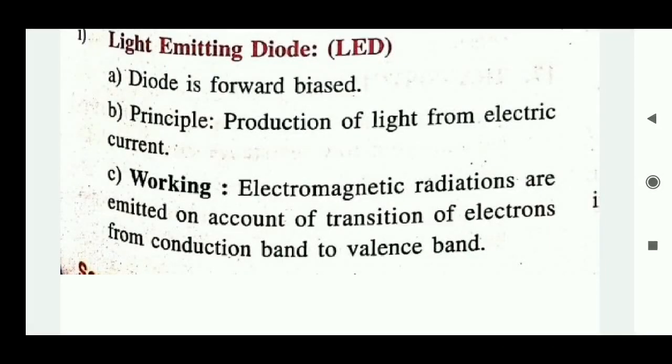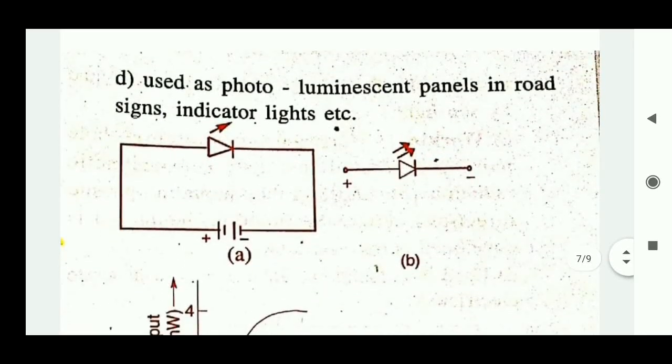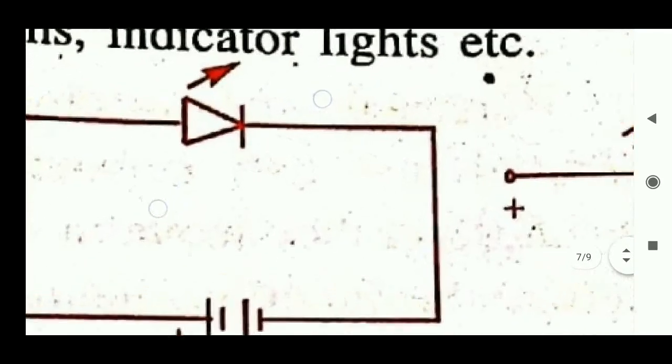Now we'll see about LED, light emitting diode. It is just like a normal PN junction diode, which is connected in forward bias. So in forward bias, current is flowing through the diode. At the junction, hole and electron recombination takes place. Due to this, some energy is released in the form of photon, light. That light comes out from the junction through a transparent window provided near the junction.